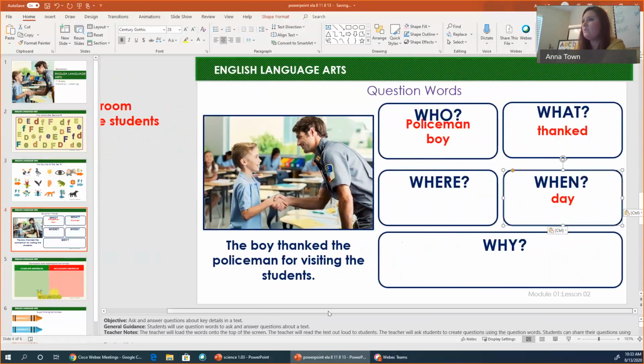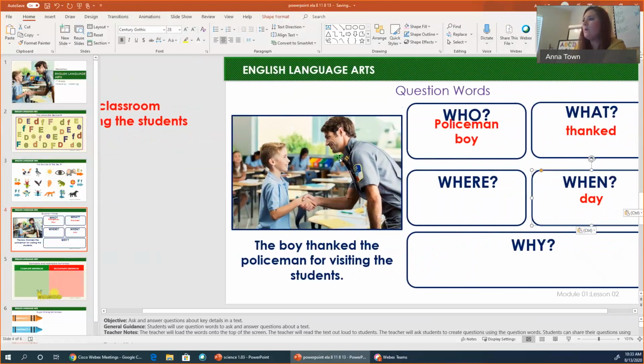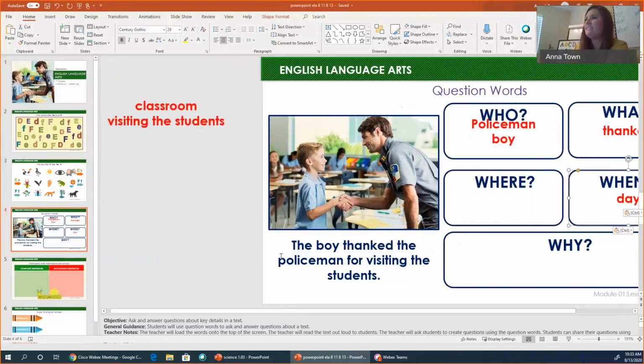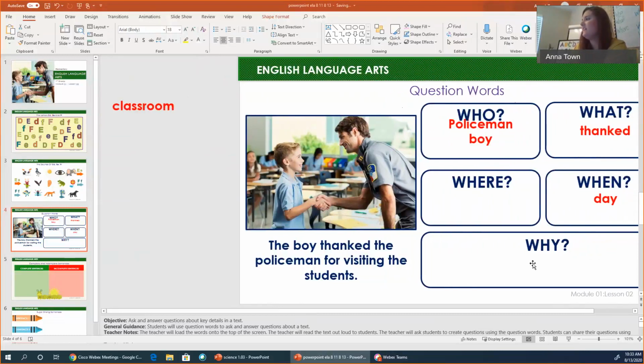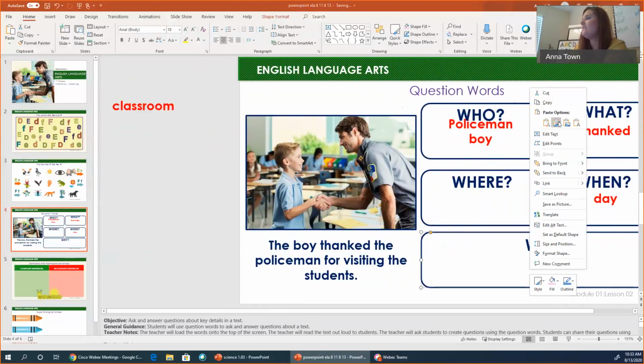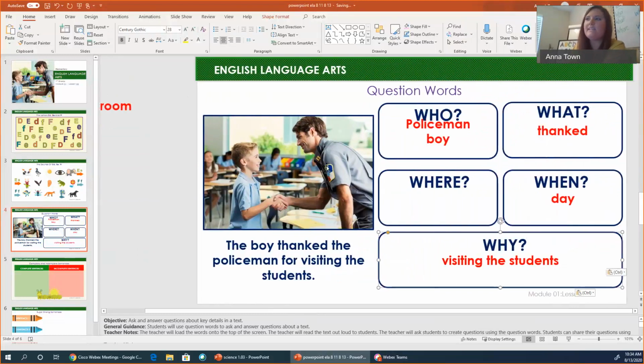And now let's do why. Why did the boy thank the police officer? We're visiting the student. That's the why. The boy was saying thank you to the police officer because he came and visited them.